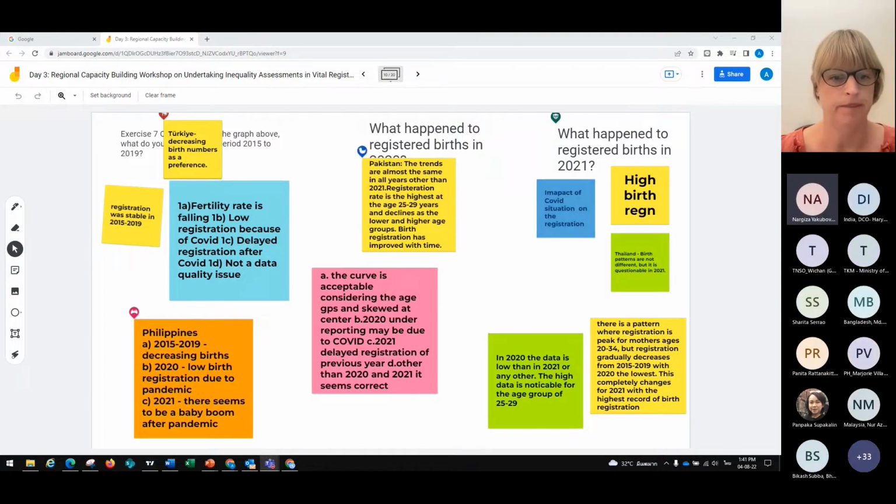Okay, so it looks like a number of you have really hit the nail right on the head. You mentioned that it looks like the births are decreasing, or maybe the fertility rate is falling from 2015 to 2019. But then something's going on in 2020, likely an impact of COVID. And then in 2021, some people have noted there seems to be a baby boom. Another note was, it's not a data quality issue, it could be about delayed registration, etc.